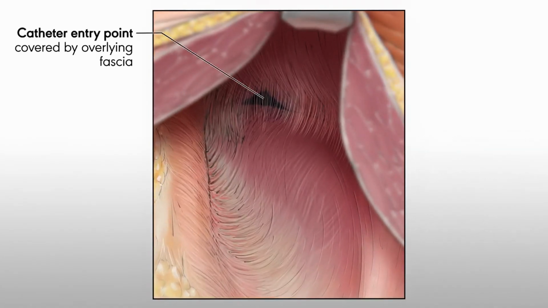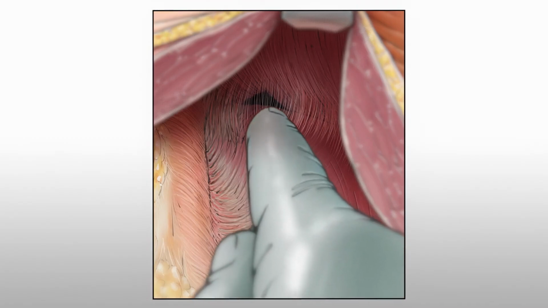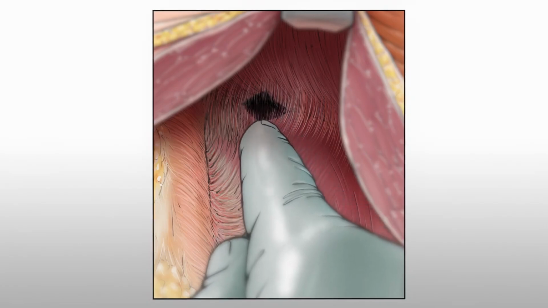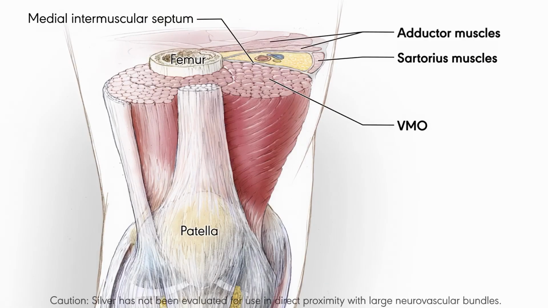The catheter entry point is covered by thin layers of overlying fascia, which should be bluntly dissected digitally prior to catheter insertion. The VMO, the sartorius, and the adductor muscles form the muscular borders of the adductor canal.